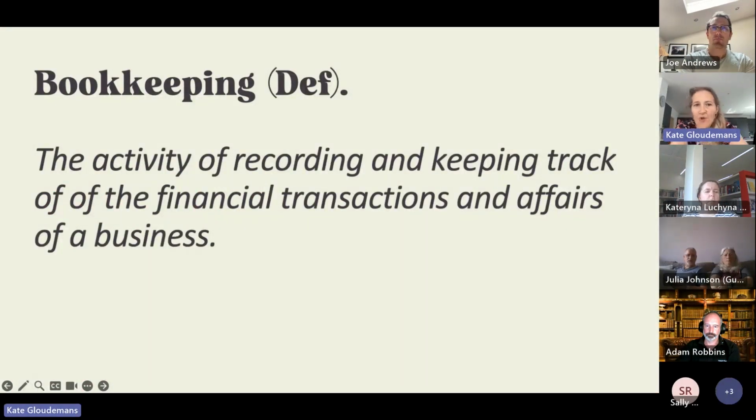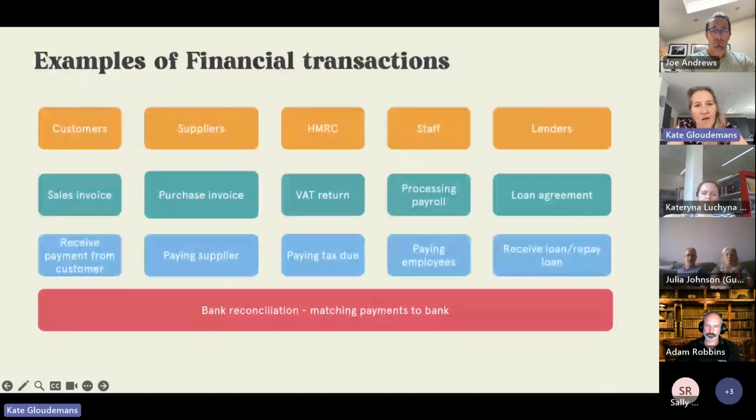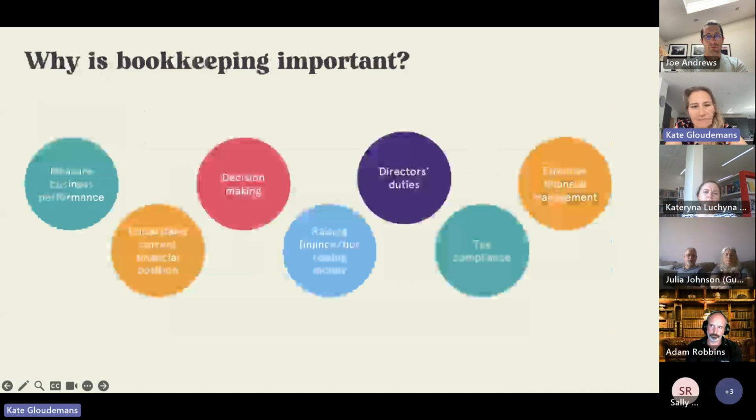So what's bookkeeping? Officially, bookkeeping is recording and keeping track of all the financial transactions and affairs of your business. What I mean by financial transactions could be anything. For example, if you sell something to a customer, you will raise a sales invoice or sales receipt, and then they pay you and you'll record this sales invoice as paid. All of those things are financial transactions.